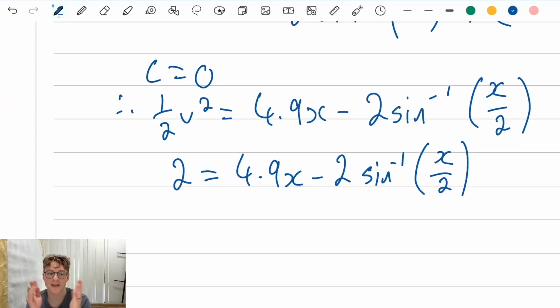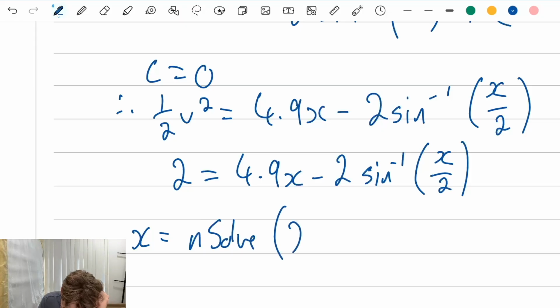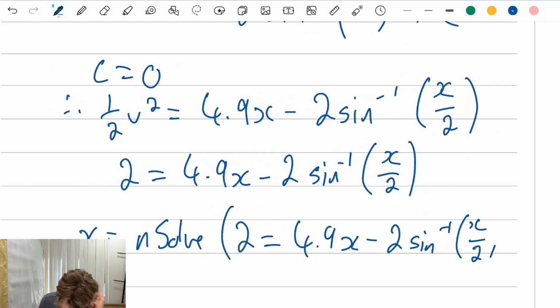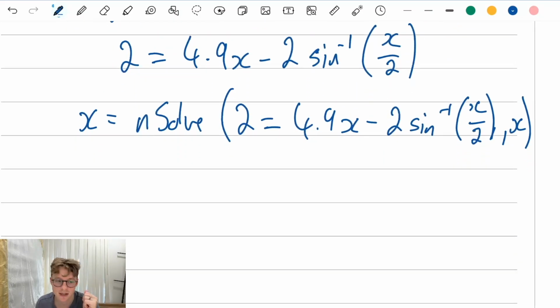Once I'm here, I now have x in 2 different locations. That can make it very awkward to solve, almost impossible just by using brute force algebraic techniques. But luckily, I said the most important skill is how to n-solve problems. I can now just n-solve. I get my calculator out, I get x is equal to n-solve of 2 equals 4.9x minus 2 sine to the minus 1 of x over 2, and my variable is going to be x. So I type that in. I simply get x equals 0.51.